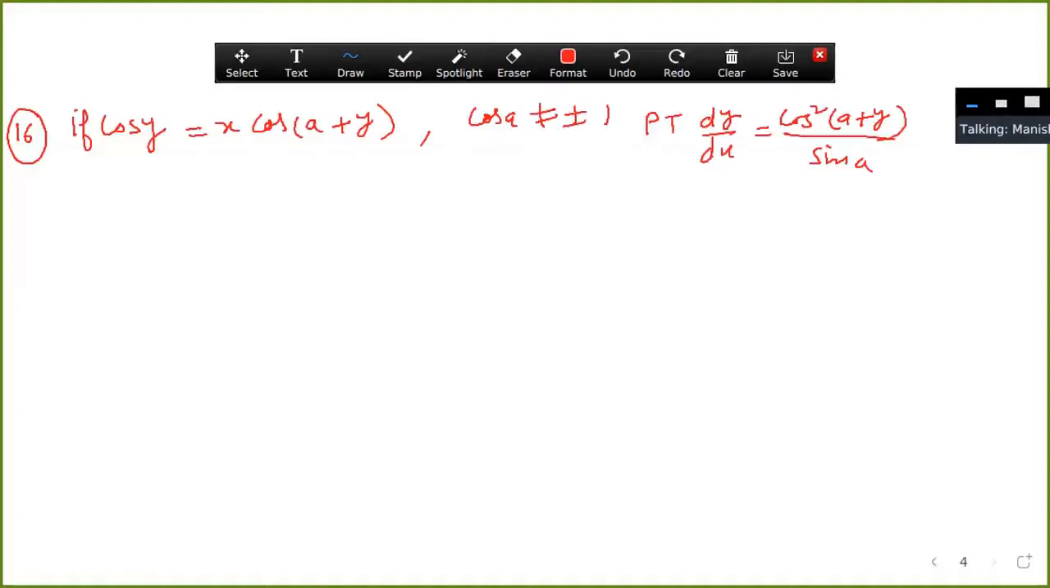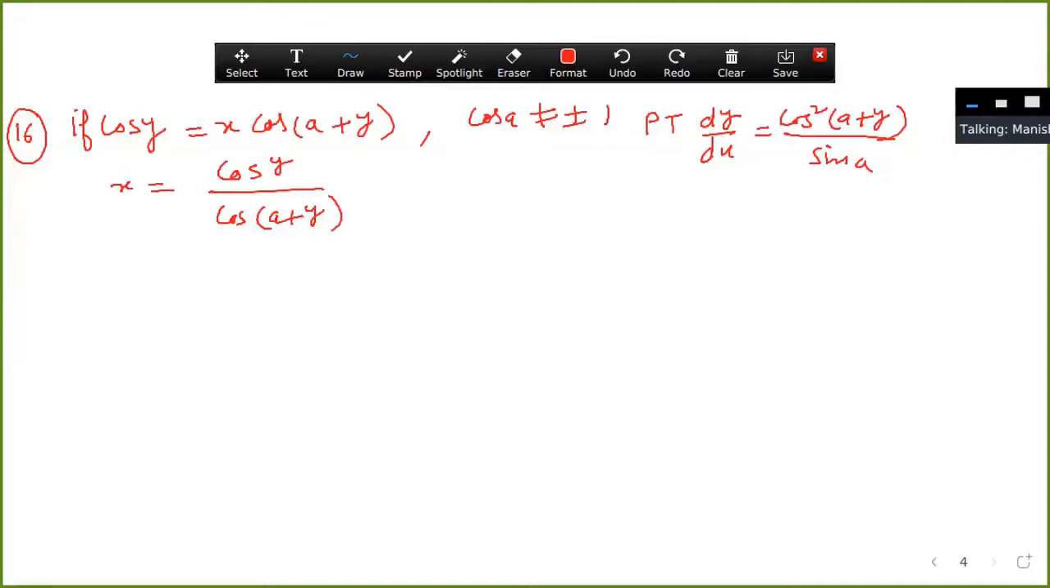Here in this question, you can do the question in 2-3 ways. But here I will do the question like this. I have to just arrange the statement like this. Write down x is equal to cos y upon cos(a plus y). Now, in other questions, we do the differentiation with respect to x. Here I will differentiate this with respect to y.